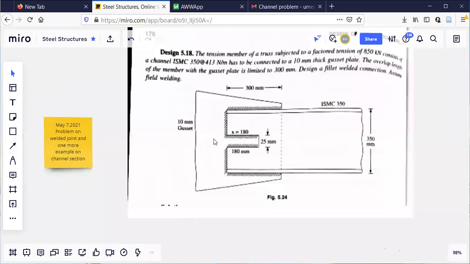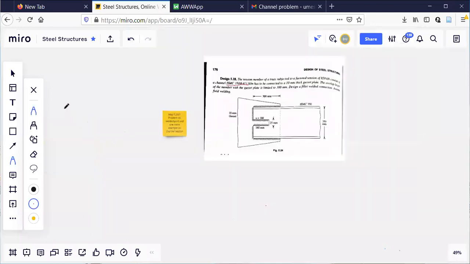So what is the problem here? Now, if you want to see what is the thickness of the angle, I mean channel section, you have to refer to the steel table and look at this designation given. You have to be careful to see only this: ISMC 350 at 413. Where do we get it? So I'll show that one. Observe here.